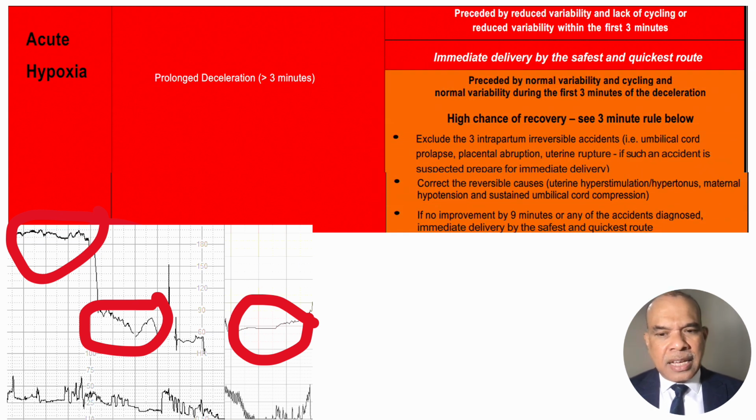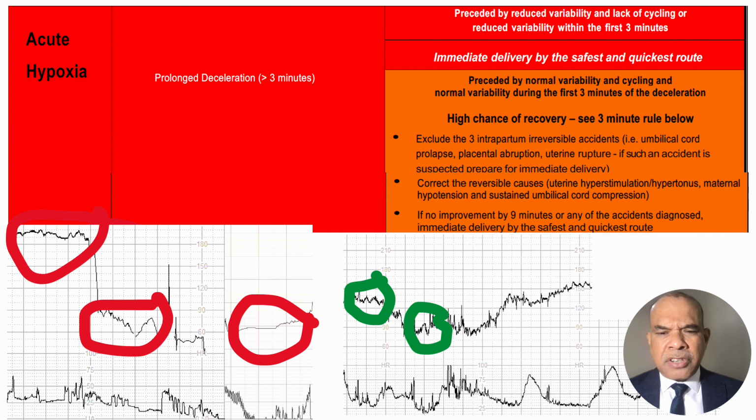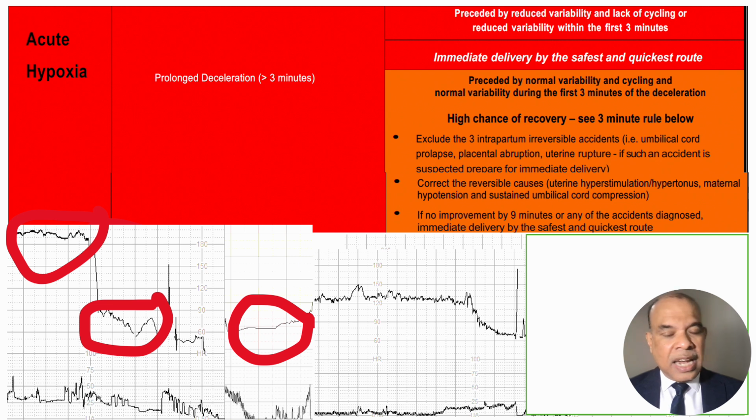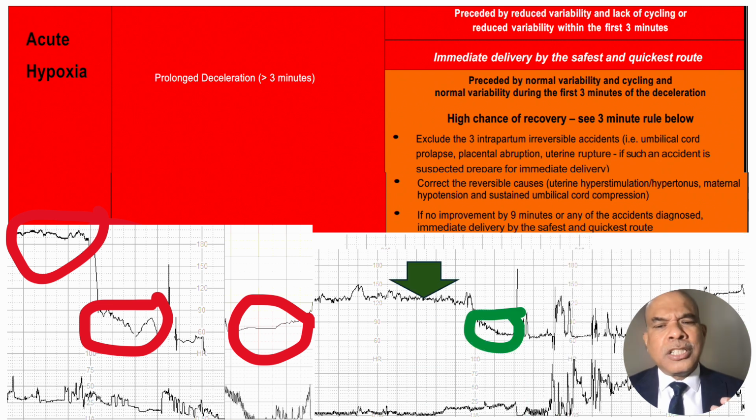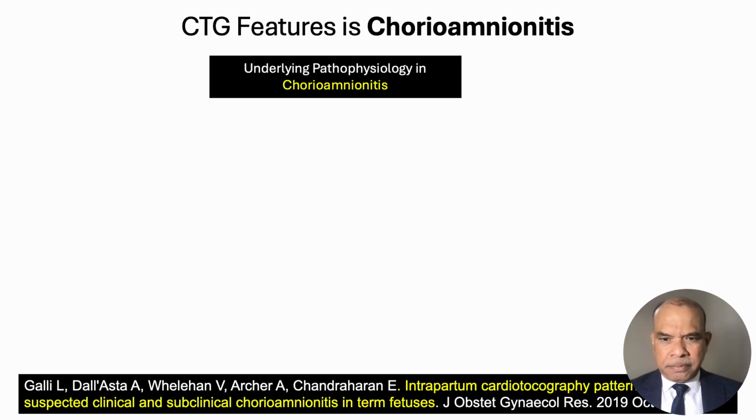Whereas the guideline tells you if you have normal variability before and normal variability in the first 3 minutes, correct the problem. Often it's a uterine problem or sometimes maternal hypotension or sustained cord compression, which can be changed by changing the position. So again here, variability before normal, variability in the first 3 minutes normal, don't panic because they can see in the TOCO there's a problem. You correct and these have a high chance of recovery.